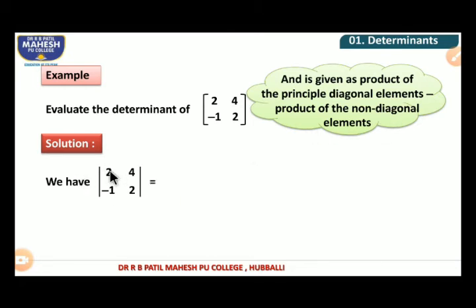Therefore we consider 2 into 2, minus sign, next 4 into minus 1. Next we simplify this. 2 into 2 is 4. Minus of 4 into minus 1 is minus of minus 4, which becomes plus 4. So 4 plus 4 is equal to 8, which is the value of this determinant.